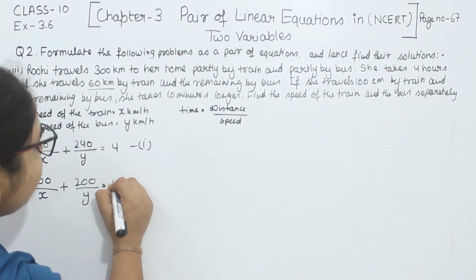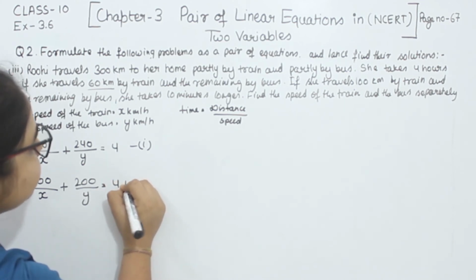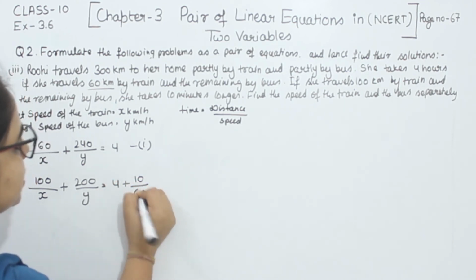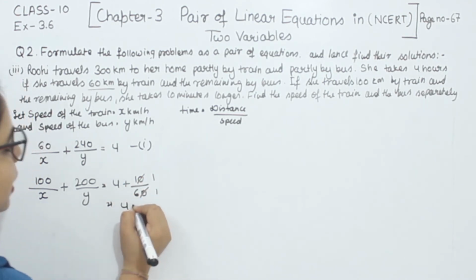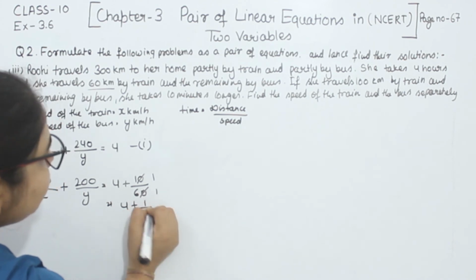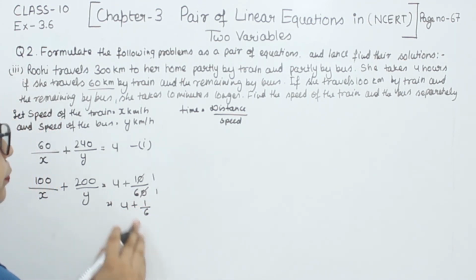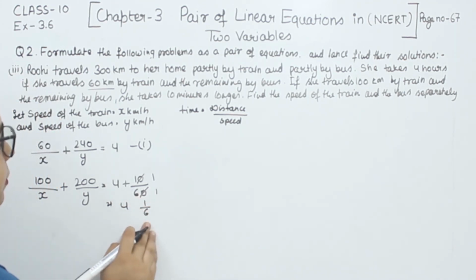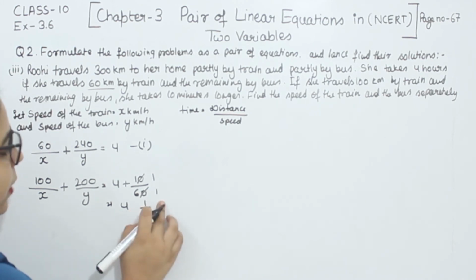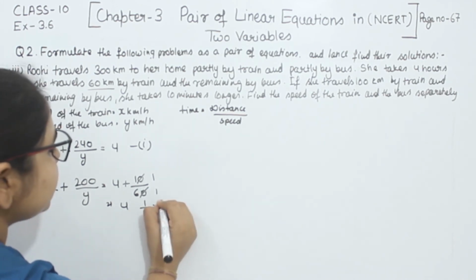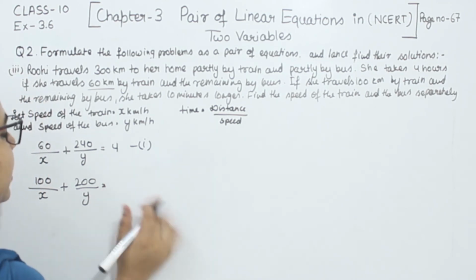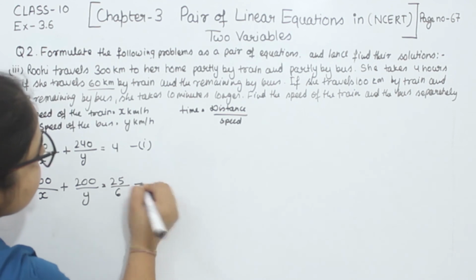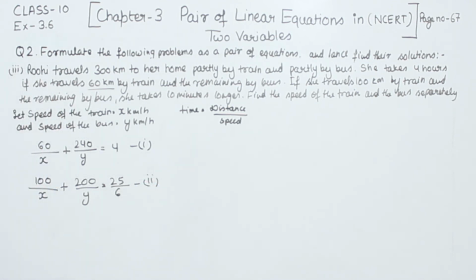So I'm going to write here 4 hours and 10 minutes. So 10 out of 60. The zeros cancel from 0. Here we are having 4 plus 1 by 6. So we are going to solve this one. 6 4s are 24 and 1 is 25. So this is equal to 25 by 6. I'm going to write here the time we are having is 25 by 6. This is equation number 2 as per the statement.